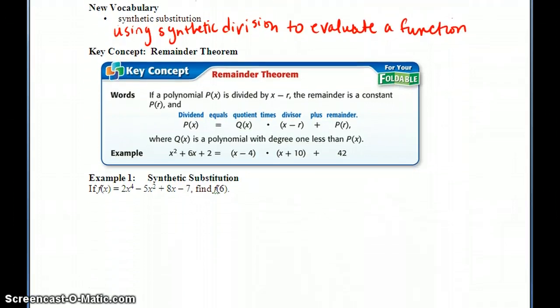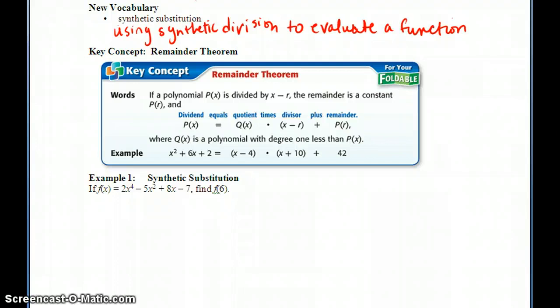So the remainder theorem basically says if a polynomial p of x is divided by x minus r, the remainder is a constant p of r, and p of x equals q of x times x minus r plus p of r, where q of x is a polynomial with degree 1 less than p of x. An example would be x squared plus 6x plus 2 equals x minus 4 times x plus 10 plus the remainder of 42. Well, that's a whole lot of words to just tell you about a process that can be used. And so in example 1, we're going to use the process of synthetic substitution.